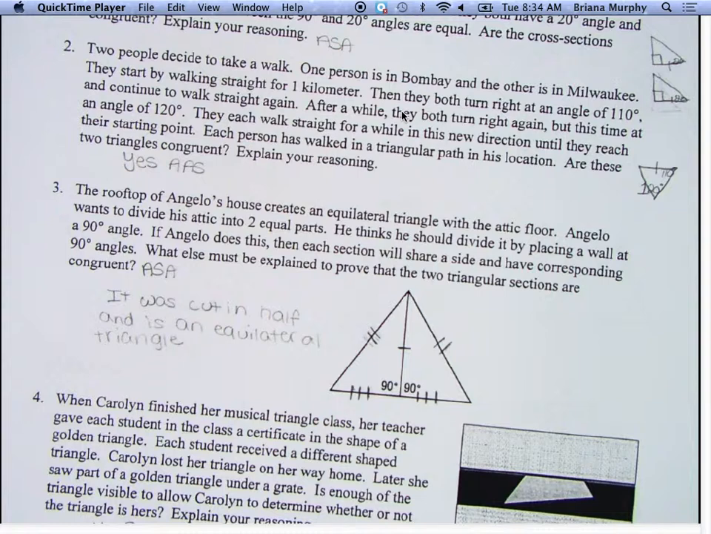5B. Suppose you know the triangular tarp has 3 60-degree angles. Will the tarp necessarily cover the field? Explain your reasoning. We said no.